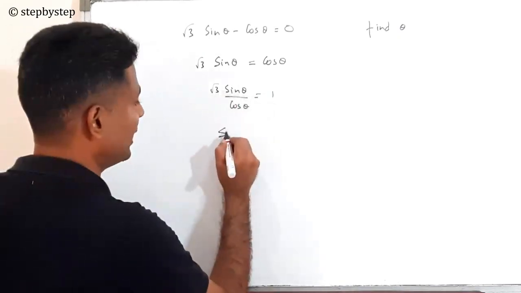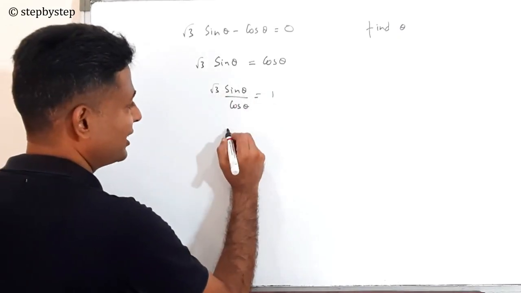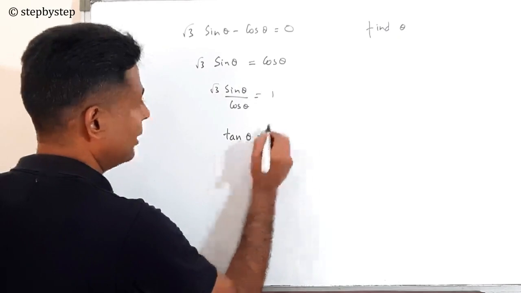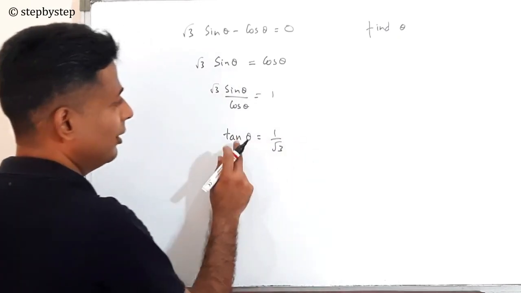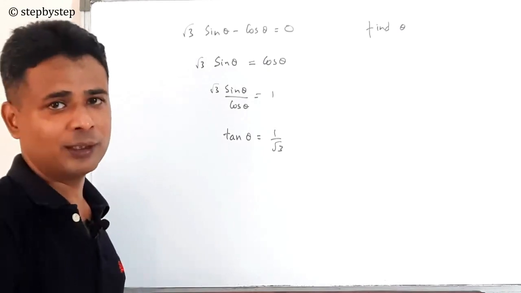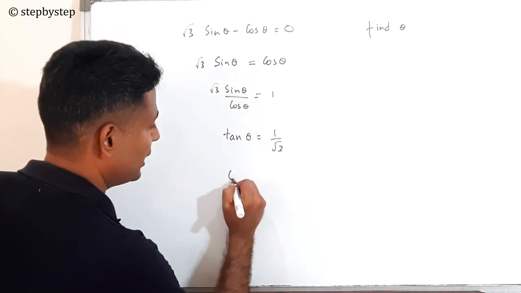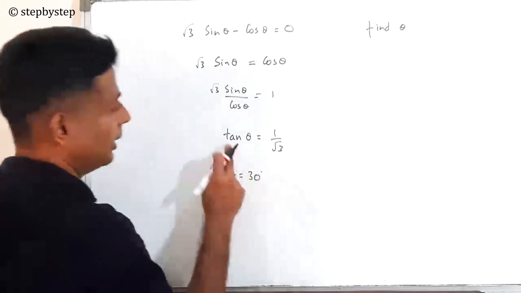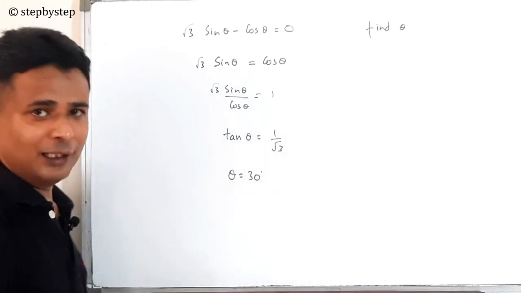Now root 3 I'll transpose to that side, and sin theta by cos theta is tan theta, equal to 1 by root 3. So now you have tan theta equal to 1 by root 3. Tan of which angle is 1 by root 3? 30 degrees. So theta is 30 degrees. Tan 30 is 1 by root 3.